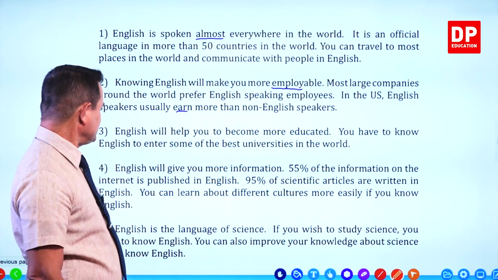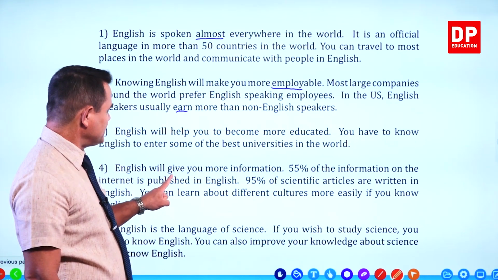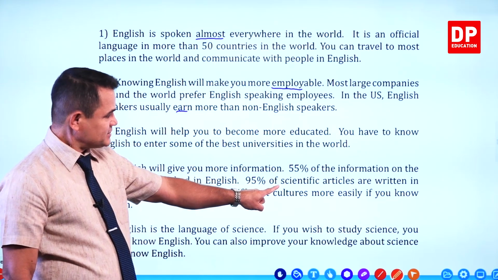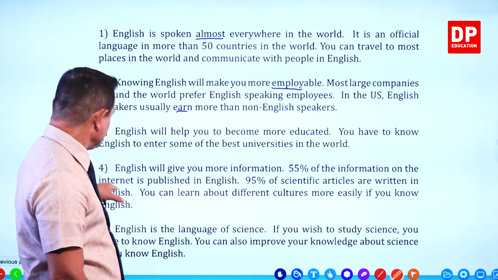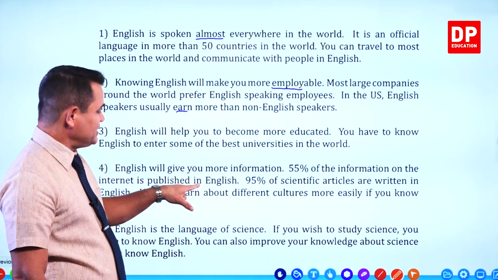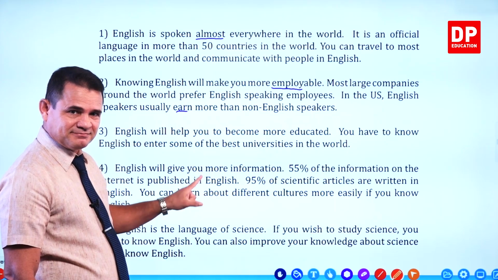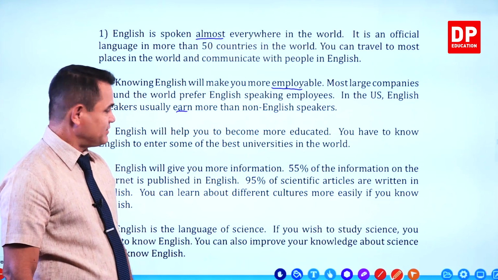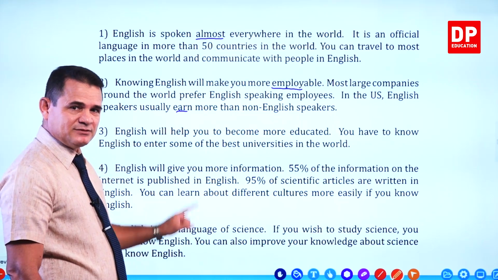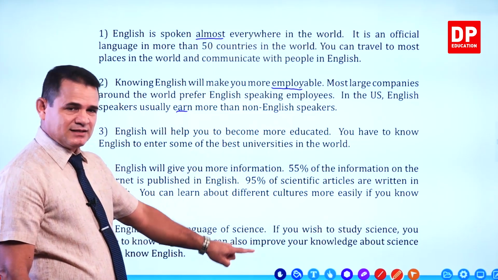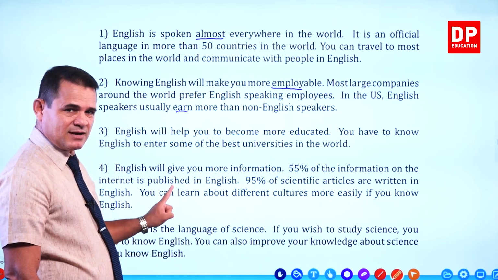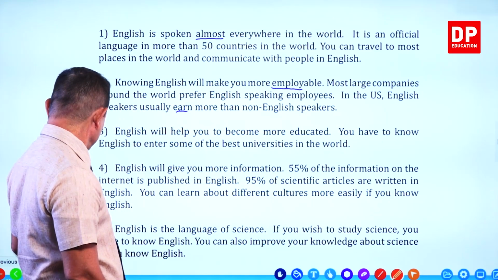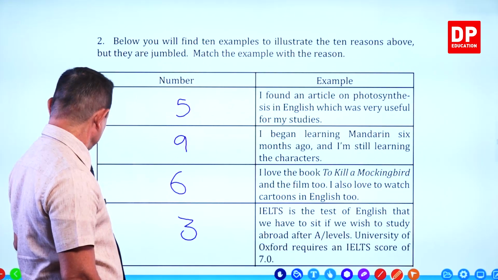Now just have a look at this 4th one. English will give you more information. 55% of the information on the internet is published in English. 95% of scientific articles are written in English. So in this paragraph you can see a similar thing. අර කිව්ව එකට සමාන දේවල් මේකේ කියවෙනවා. So then we can take paragraph number 4 for this.